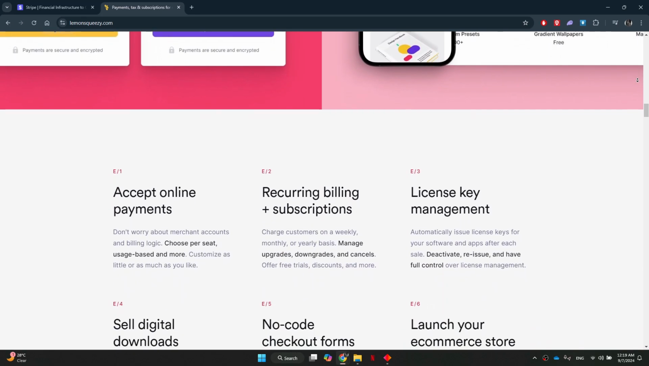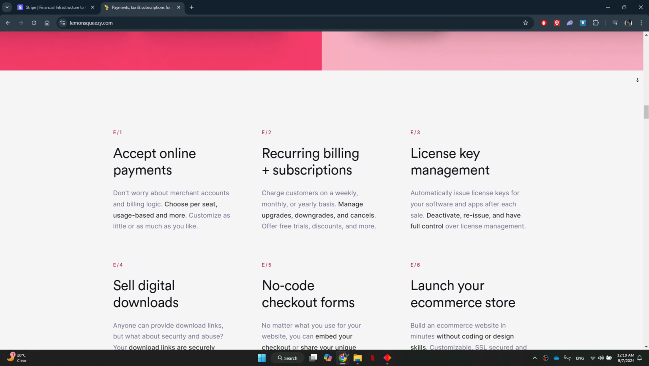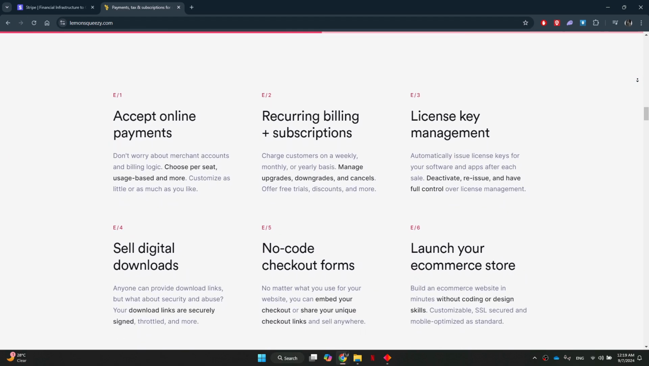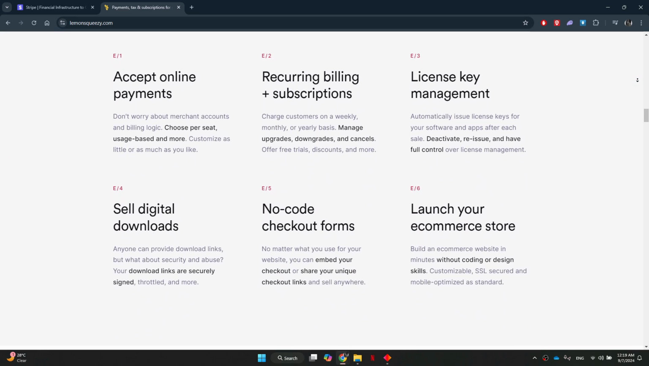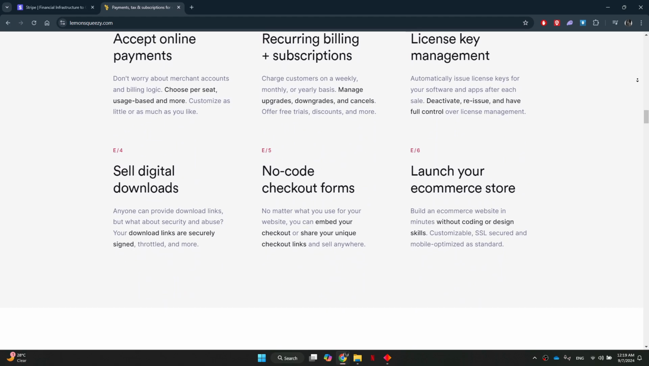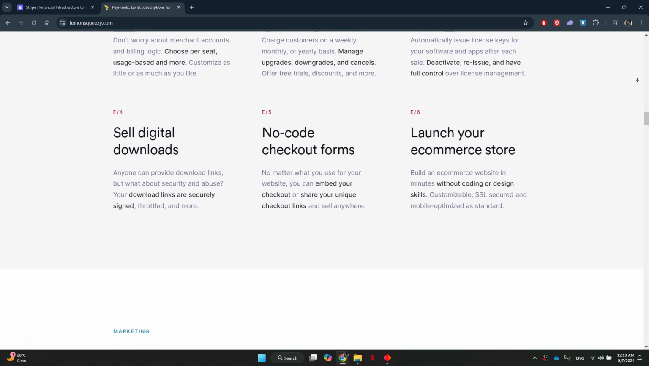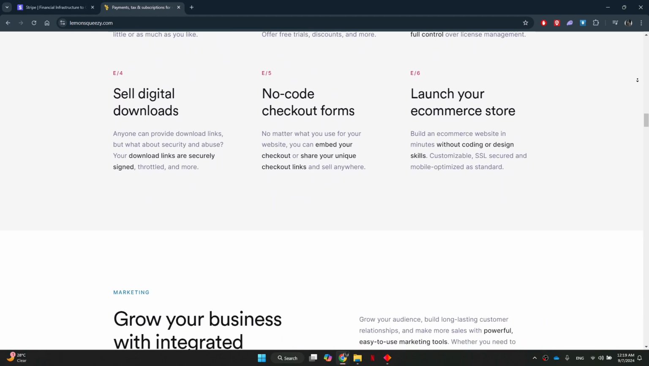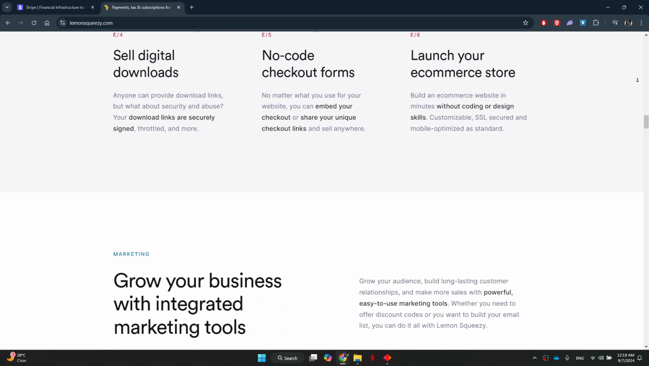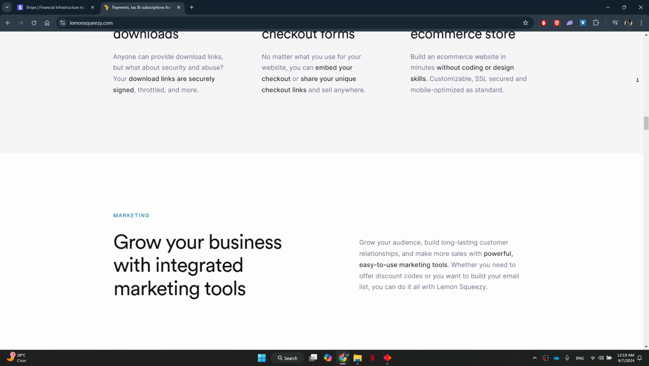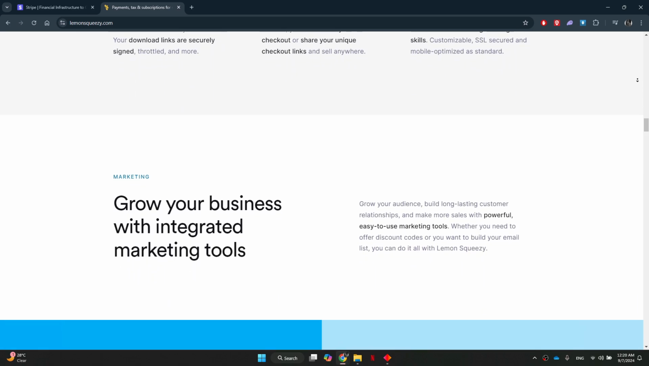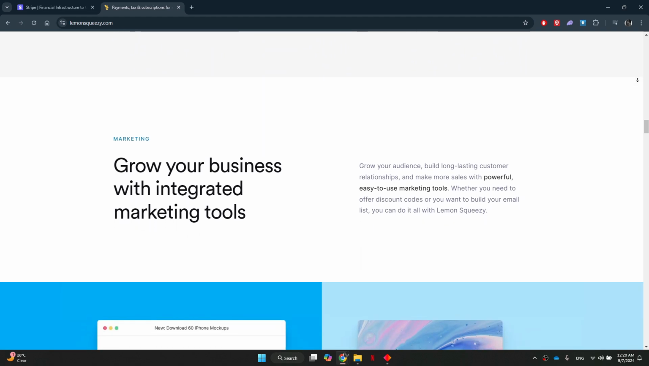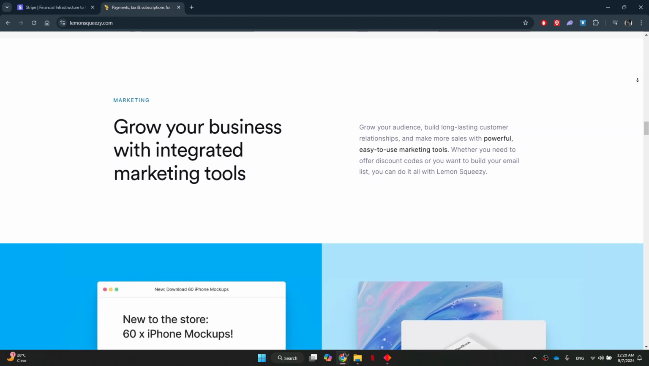Lemonsqueezy may offer customer support through email or chat, but the availability and responsiveness of its support team may vary. Given its focus on simplicity and ease of use, Lemonsqueezy may provide more basic support options compared to Stripe. Businesses should consider their support needs and preferences when evaluating Lemonsqueezy as a payment processing solution.